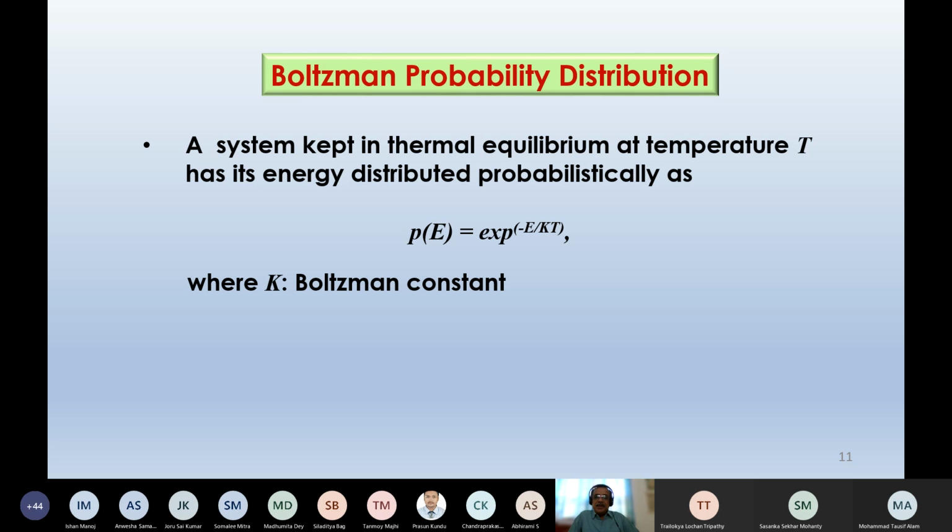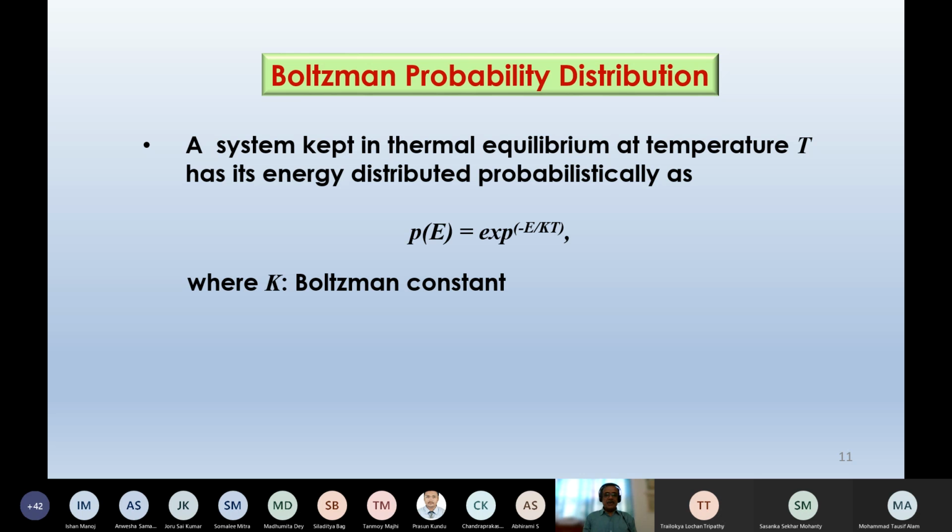Now it is very simple. Any thermal system at temperature T, if it is in equilibrium, then its energy will be probabilistically distributed as P(E) equals exponential minus E divided by KT. And here for simplicity, we have considered that K is equal to 1. But truly speaking, K is not equal to 1. K has a numerical value.